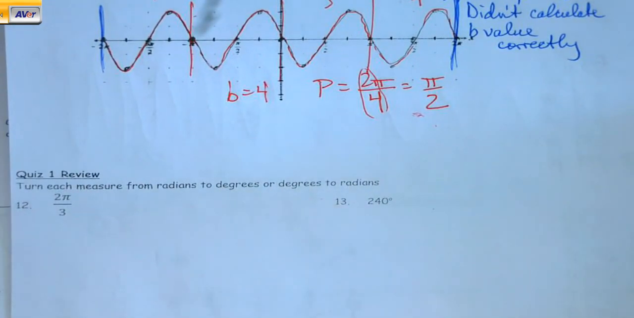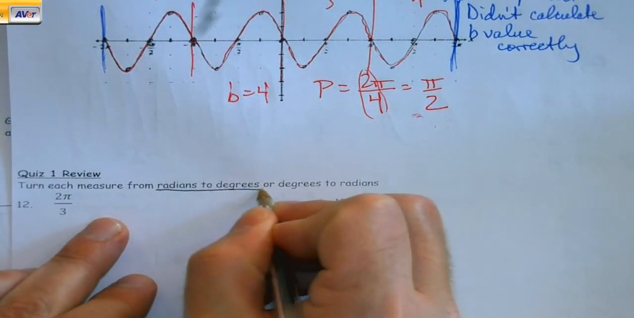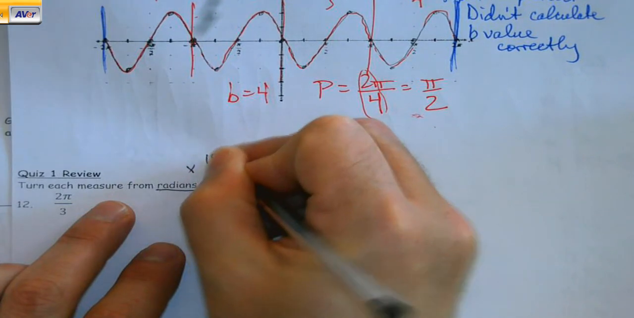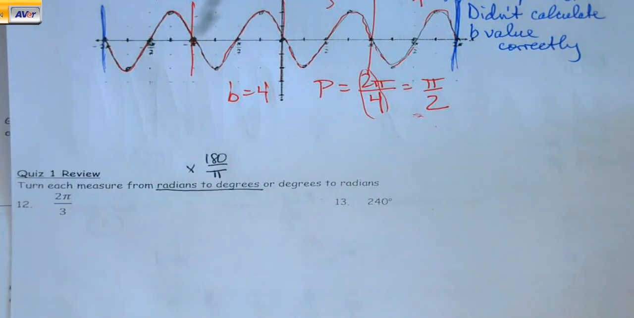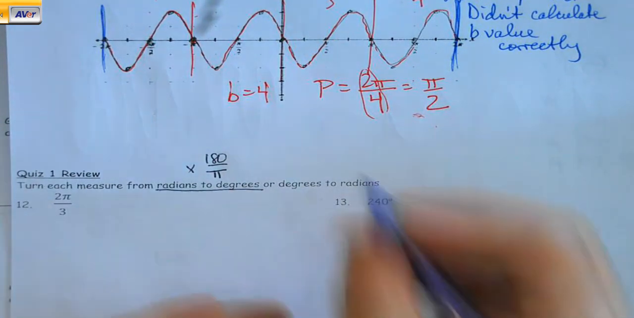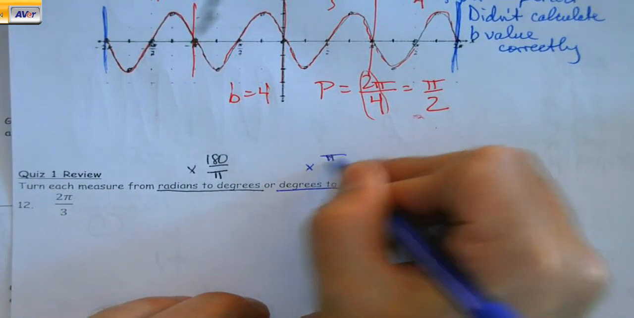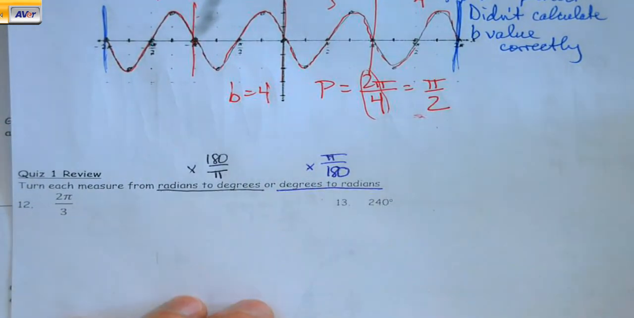Turn each measure from radians to degrees and degrees to radians. All right, radians to degrees means we want pi to go away. So we multiply by 180 over pi. Because we talked about how pi and 180 are the same thing. They're equivalents in radians speak. If I'm going degrees to radians, though, I want pi to be there. So I multiply by pi over 180.